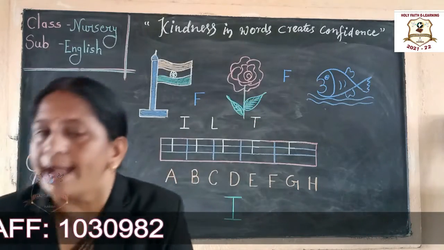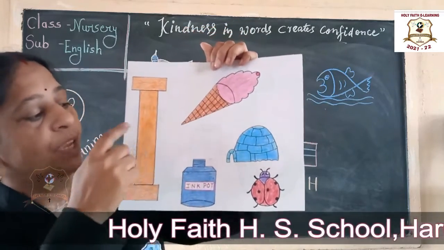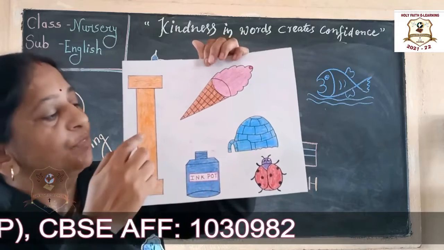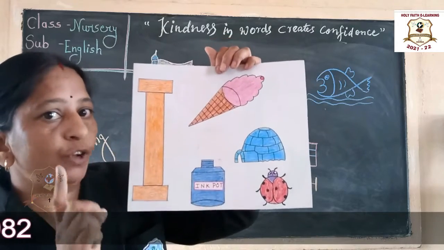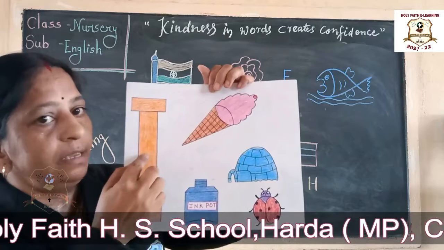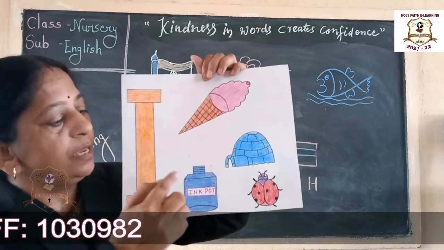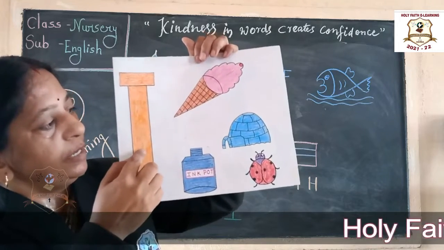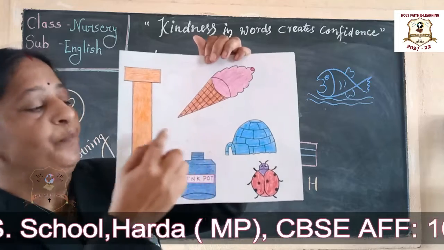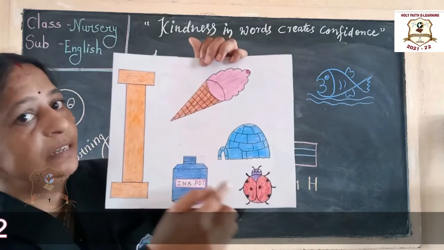Now today we will learn I. Which letter is this? I. I for ice cream. I for igloo. I for ink pot. I for insect. And sound of I is E. Say loudly. E. Ink pot. Very good. Say loudly, beta. E. Ink pot. E. Igloo. E. Insect. So which letter is this?